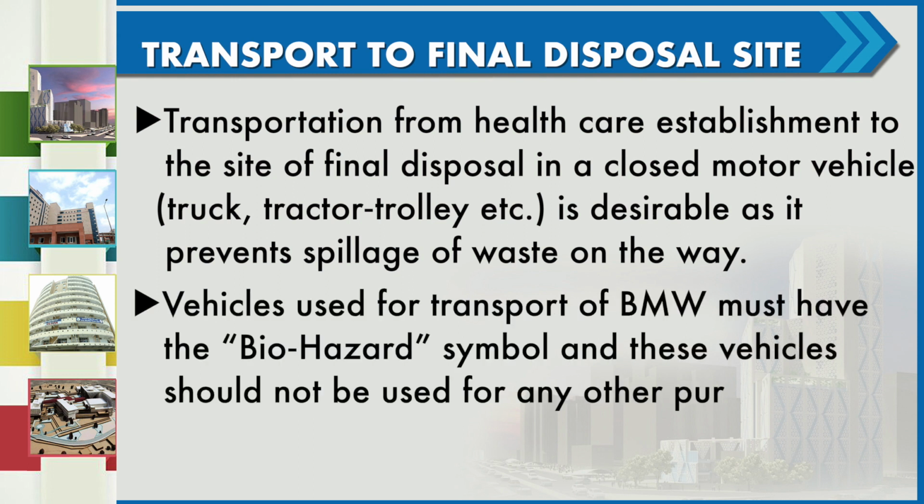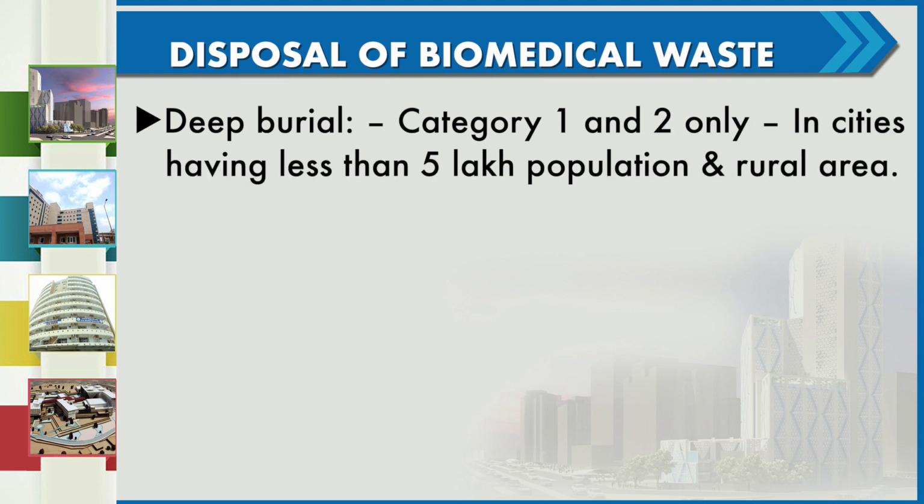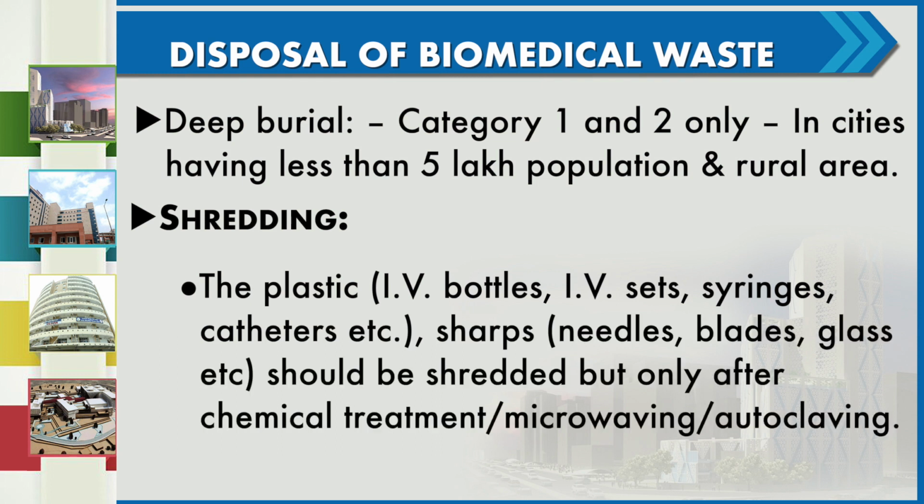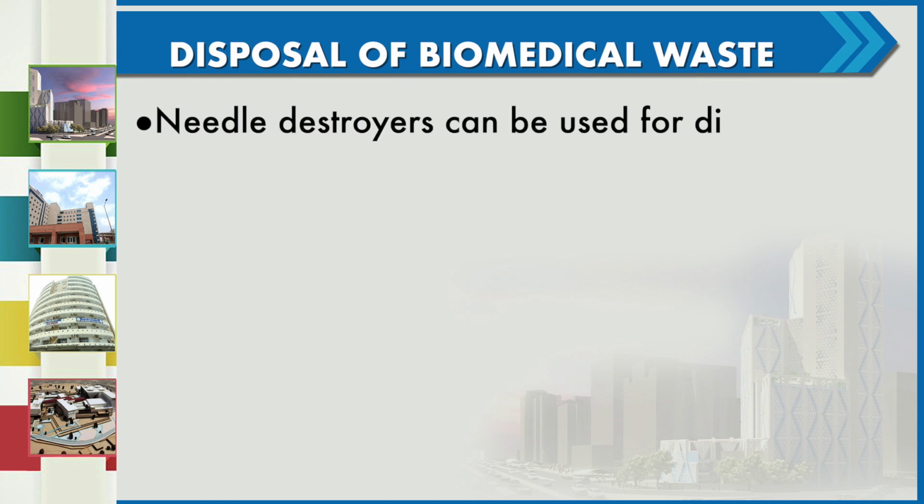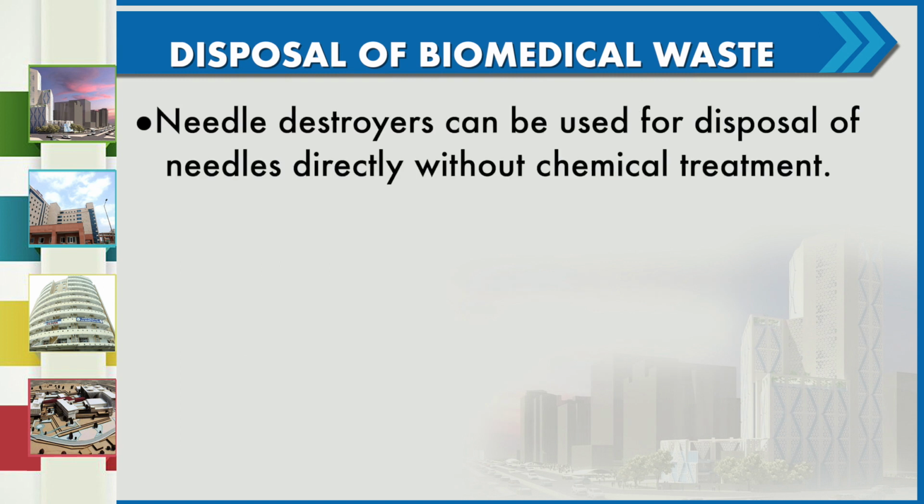Vehicles used for transport of biomedical waste must have the biohazard symbol, and these vehicles should not be used for any other purposes. Deep burial, the category 1 and 2 only in cities having less than 5 lakh population and rural areas. Shredding, the plastic IV bottles, IV sets, syringes, catheters, sharp needles should be shredded, but only after chemical treatment, microwaving or autoclaving. Needle destroyers can be used for disposal of needles directly without chemical treatment.